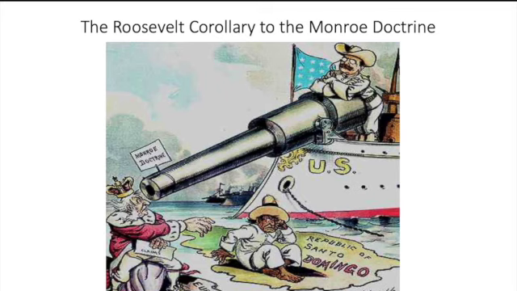Over the next 2 decades, U.S. presidents would use the Roosevelt corollary to justify sending U.S. forces into Haiti, Honduras, the Dominican Republic again, and Nicaragua. A long-term effect of this policy was that the U.S. relations with Latin America were not very good.